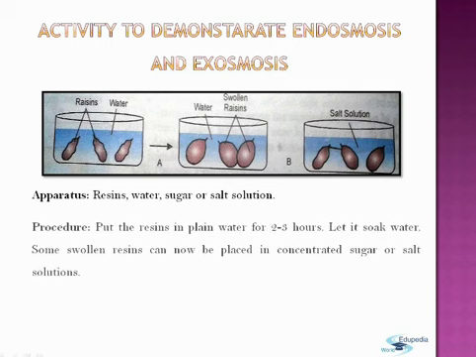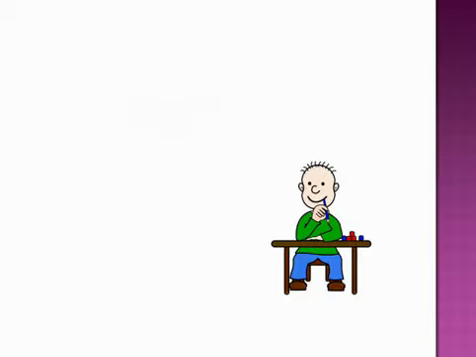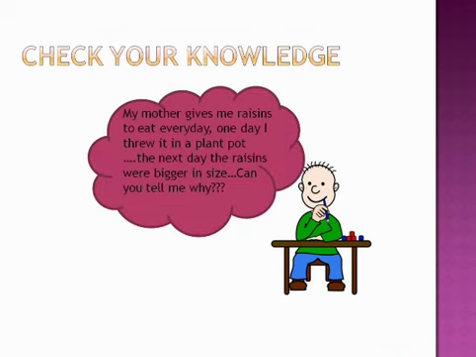If we take raisins and a salt solution or a sugar solution, any solution we can take. So what do we require? The raisins, water, and a sugar or salt solution. We put the raisins in water for 2 to 3 hours, and if we allow the water to be soaked, we see that the raisins will be swollen. This is because of endoosmosis. Now, if we take the same raisins and put them in a salt or a sugar solution, we are going to see that the swollen raisins shrink again. This phenomenon is known as exoosmosis.